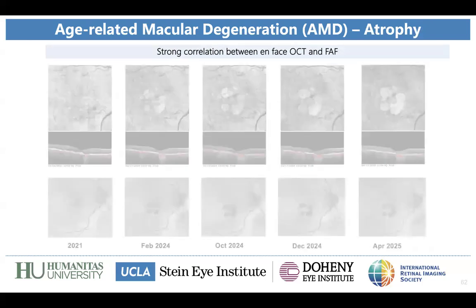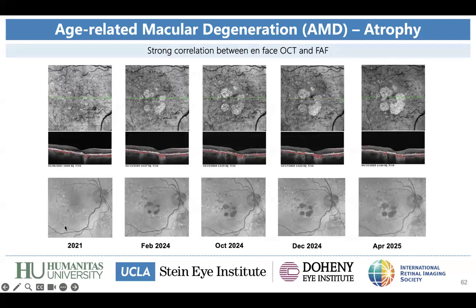This is an example of a patient with a four-year follow-up that had only a few drusen at baseline and some very small hypertransmission defects. And actually, you can see the correlation between the en face OCT at the level of the choriocapillaris and the sequential FAF images to follow the development of these hypertransmission defects and their progressive vicinity to the fovea.